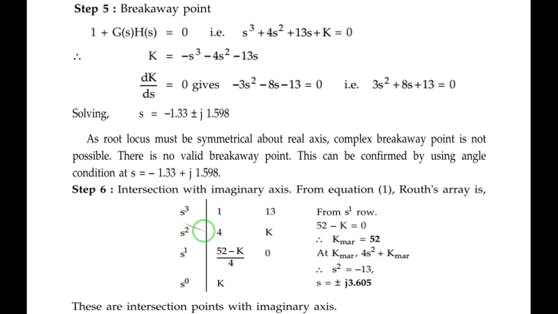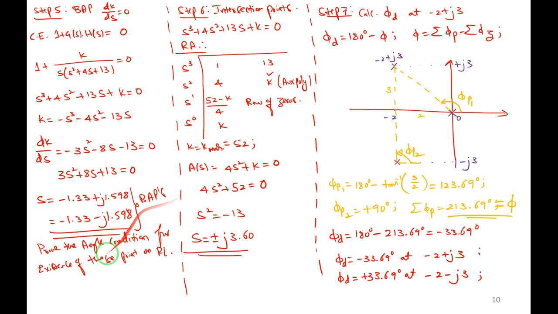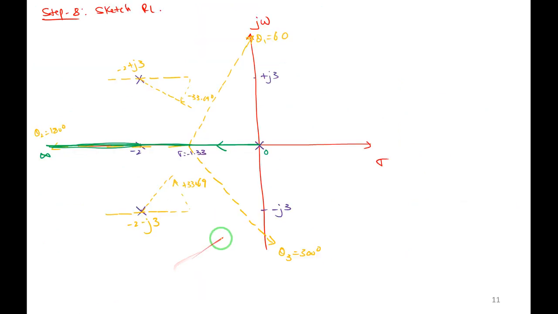I have the solution here. Valid breakaway points: as the root locus must be symmetrical about the real axis, a complex breakaway point is not possible. There is no valid breakaway point, so these two are invalid. If I check the angle condition, they will also become invalid. So both are invalid breakaway points, and no need to give importance to them, right?